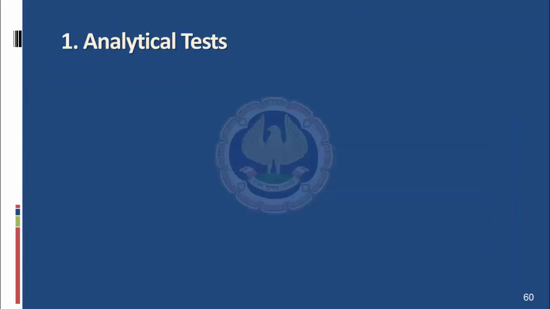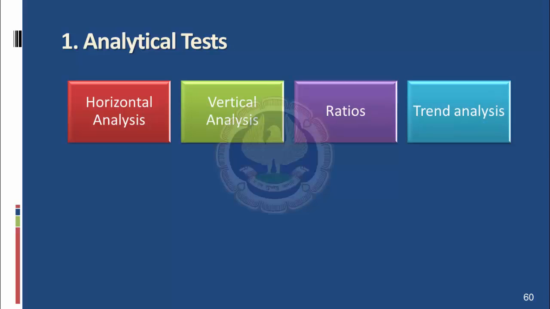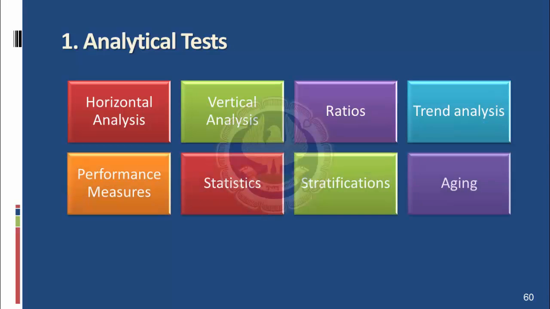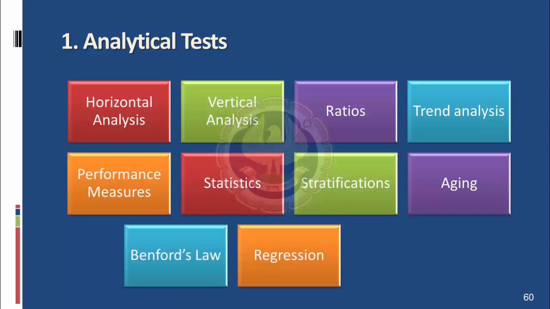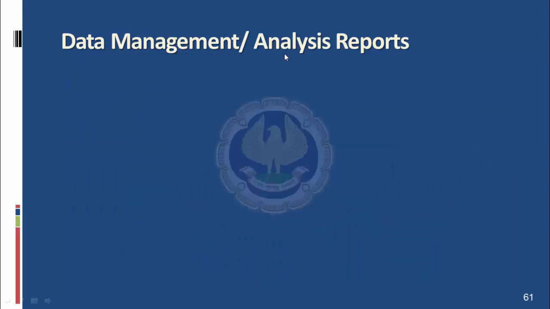Now the use of Excel in audit is that it can carry out horizontal analysis, vertical analysis, ratios, trend analysis, performance, statistics, stratifications, aging, Benford law, regression, and Monte Carlo simulation. Though these three things are not of much relevance in the bank audit, as we have not touched on them, we have seen that all these things have been used as a part of SA 520.